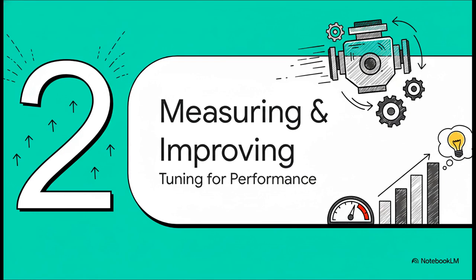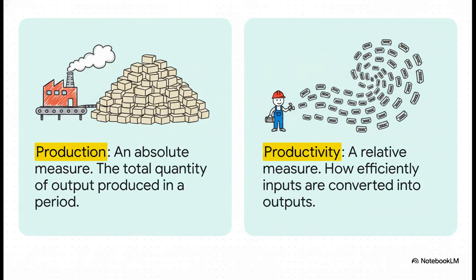Okay, so we've built our engine. The next obvious question is, how well is it running? How do we even measure its performance? And that brings us to a really crucial concept, productivity. Now listen up, because for your exam, you absolutely cannot mix these two up. Production, that's just the total number of things you made. It's a simple count. Productivity, on the other hand, is a measure of efficiency. It's a bit more clever.